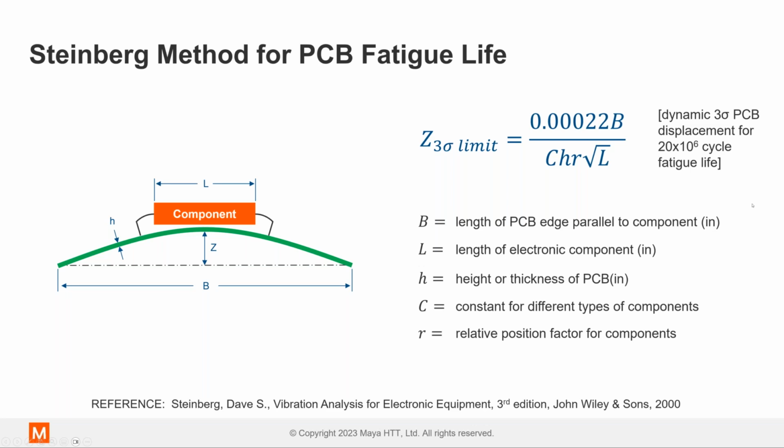But what you're doing in general, the way you set this up, is based on a lot of empirical data. He put together this equation that says, for a deflection at the center of a PCB, he's able to determine the 3 sigma PCB displacement, your displacement to the 3 sigma level, that gives you about 20 million cycles. The assumption is that if your components are good for 20 million cycles, you're in good shape.